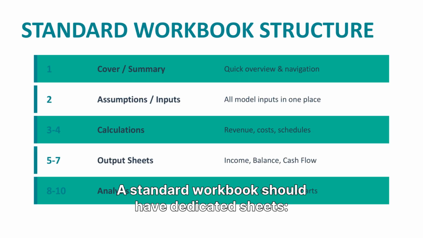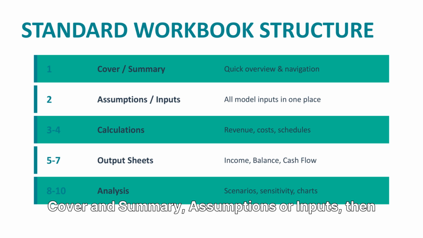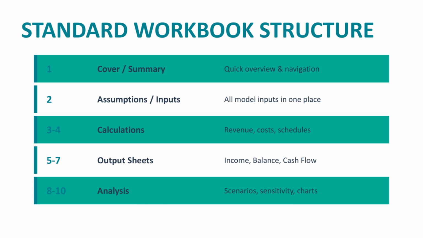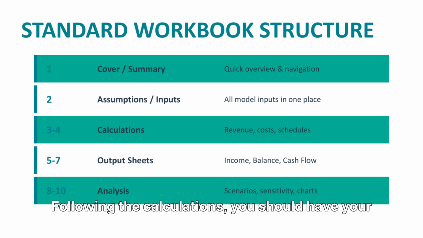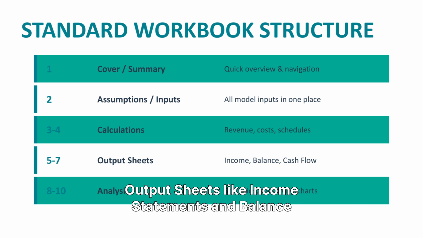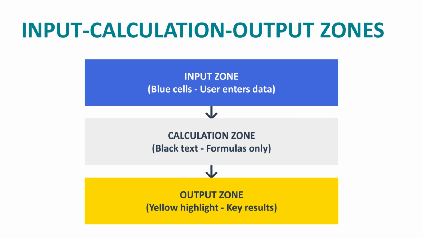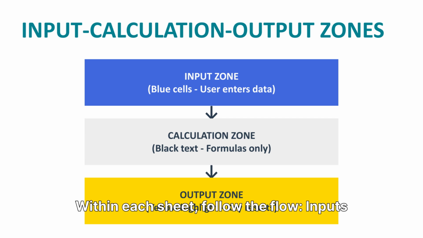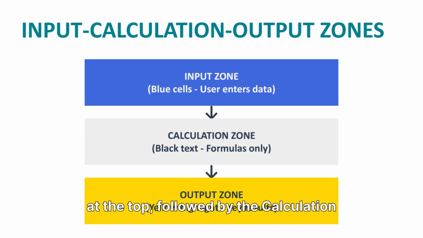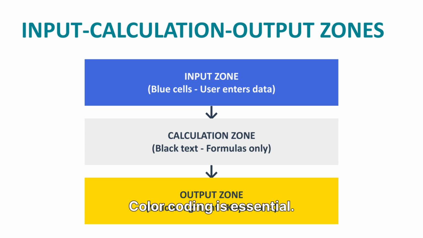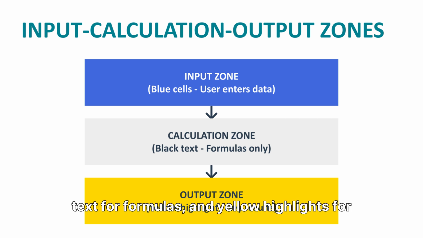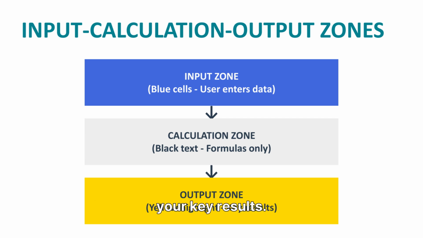A standard workbook should have dedicated sheets: cover and summary, assumptions or inputs, then your core calculations. Following the calculations, you should have your output sheets like income statements and balance sheets, ending with your scenarios and analysis. Within each sheet, follow the flow: inputs at the top, followed by the calculation zone, and finally the output zone. Color coding is essential. Blue cells are for user inputs, black text for formulas, and yellow highlights for your key results.